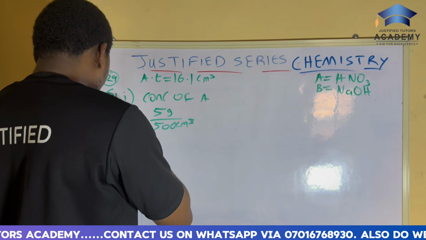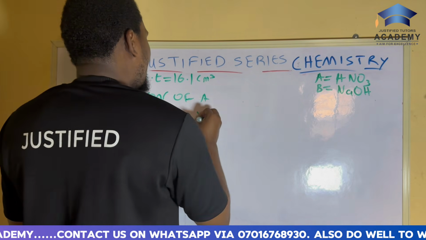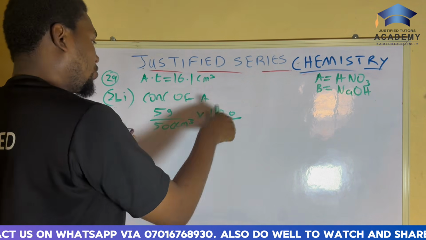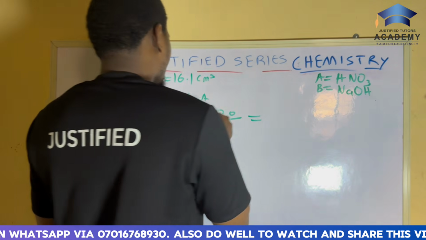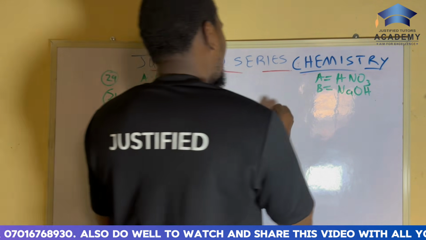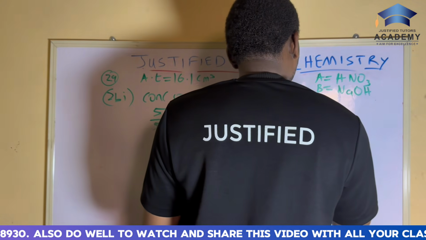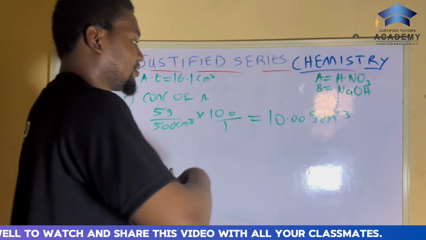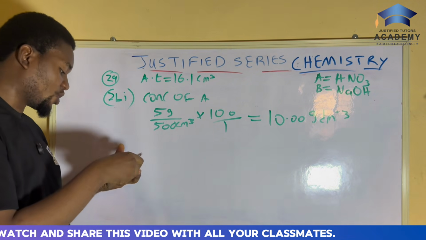5, yes. Exactly. Times 100 over 1. This is the formula for converting this to gram per dm cube. So we have 10.00 gram per dm cube. That's it. Can you see it now? That's how you convert it.